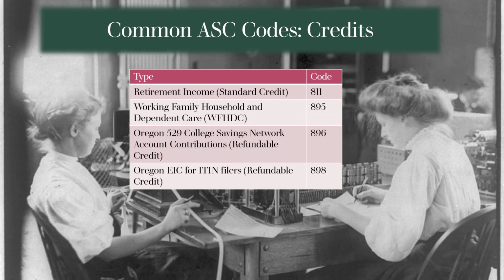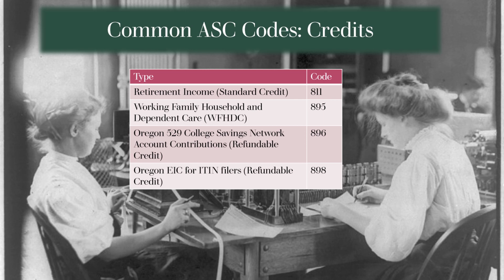For credits, we have the retirement income credit, which is a standard credit. This is for taxpayers who are 62 or over, whose household income, including Social Security or Tier 1 railroad benefits, is less than $22,500 or $45,000 if married filing jointly. Additionally, that Social Security or Tier 1 benefit must be less than $7,500 or $15,000 if married filing jointly.